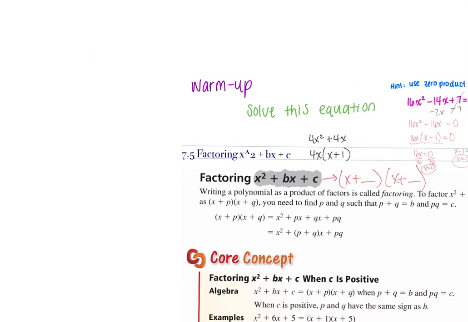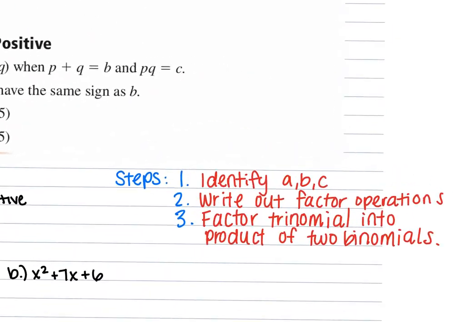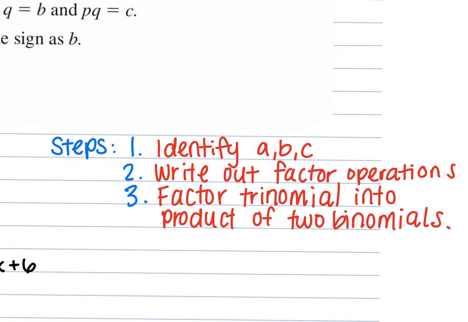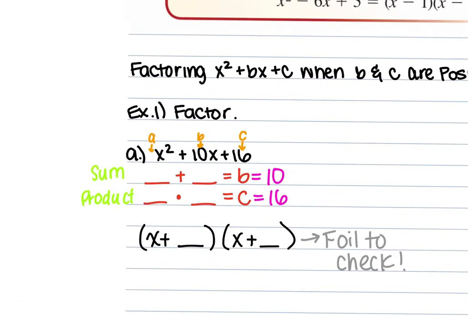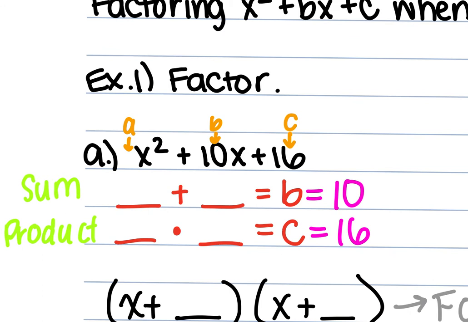All right, so how do we do it? Well, there's 3 steps, and I wrote them out for you over here on the right, okay? The first step that you're going to do is identify your A term, your B term, and your C term, okay? So go ahead and look at the first example. Your A will always be whatever's next to x squared. Your B will always be whatever's next to x, and your C will always be the term that has no variable, right? So just the number.